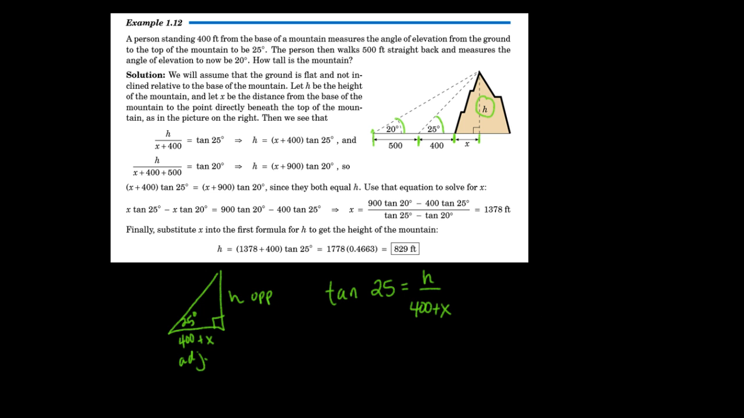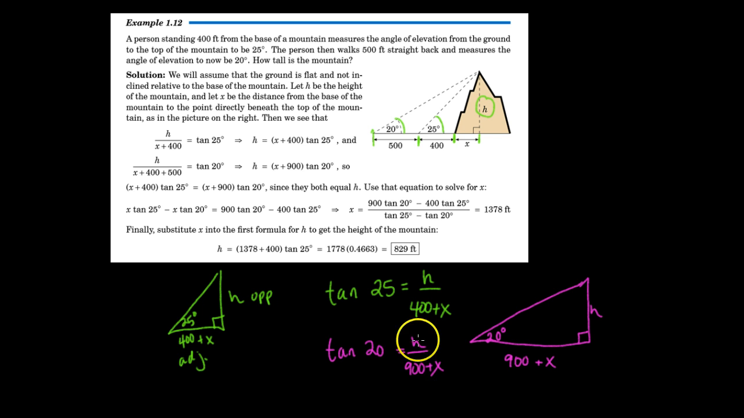So the next triangle I'm going to draw is the one where the observer walks farther away, and so the angle of elevation is less, but he's a farther distance away. So the angle of elevation is 20 degrees now. The height is still h. This is still a right triangle. Now we have 500 plus 400 is 900 plus x. So that's that length. I'm still dealing with the tangent. So now I say, okay, the tangent of 20 degrees is equal to h over 900 plus x.